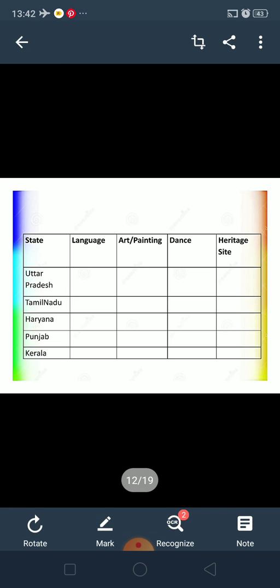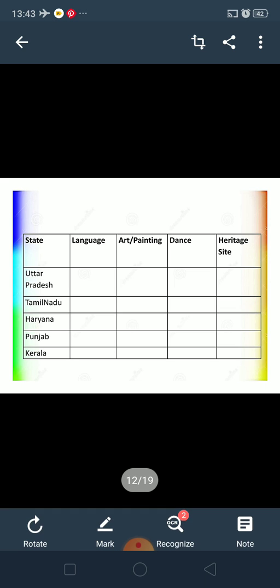Uttar Pradesh, language Hindi. Art or painting, hand painting. Dance. We have just done C part here. Above this dance, what is the picture of dance here? Kathak. That's the dance form of Uttar Pradesh. Heritage site, we'll try to write the most popular one. Here we are writing one of the 7 wonders of the world, Taj Mahal. Again I'm telling the answer. Language, Hindi. Art or painting style, hand painting. Dance, Kathak. Heritage site, Taj Mahal.